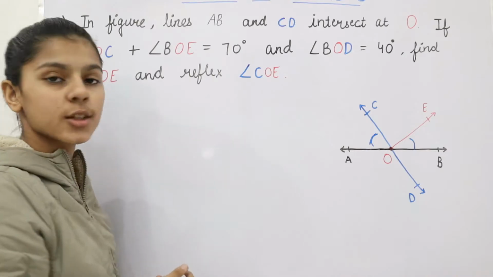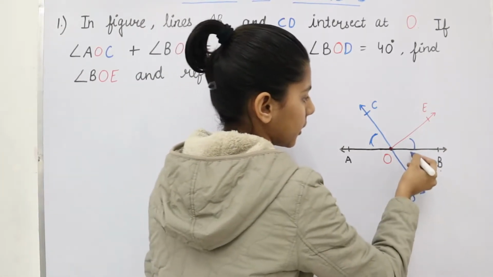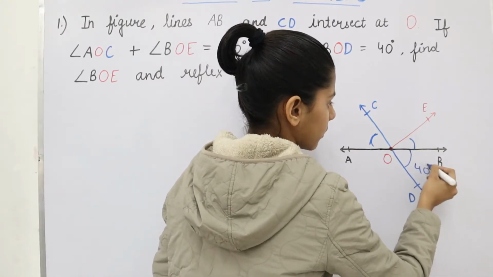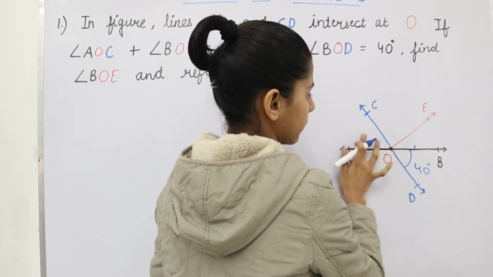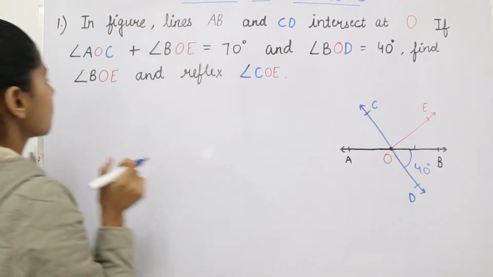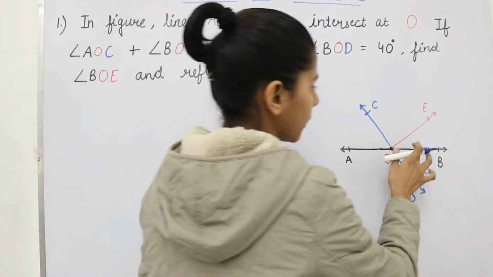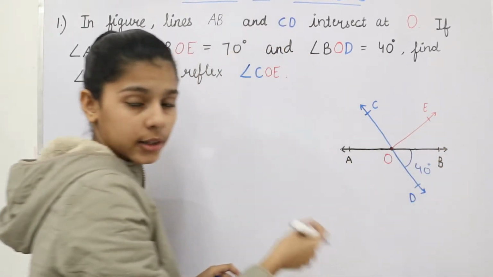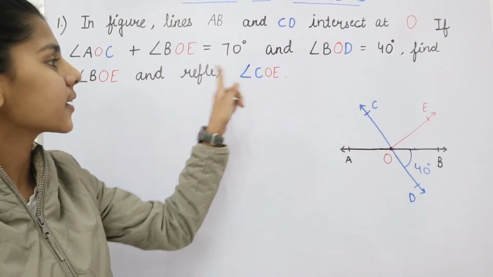Then what is given? BOD is equal to 40 degrees. BOD is this one angle, it is 40 degrees, as given in the question. Then what is asked in the question is, find BOE and reflex COE. BOE is this one angle which I have marked. So we have to find BOE and we have to find reflex COE.